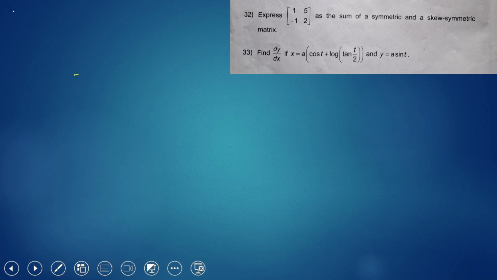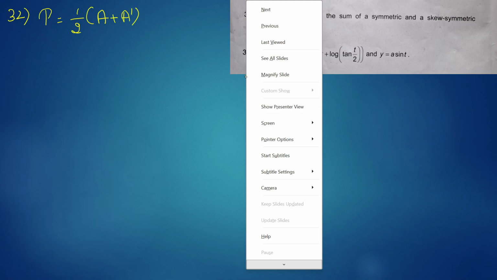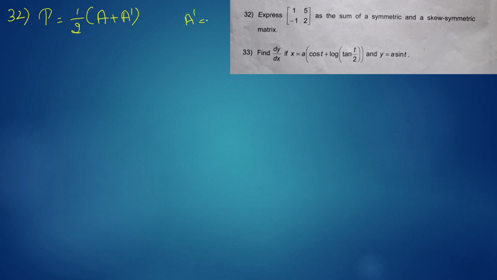So we have to express the given matrix as sum of symmetric and skew symmetric matrix. We know that any matrix can be written as sum of symmetric and skew symmetric matrix as one matrix P will be in the form half into A plus A transpose, which is a symmetric matrix, and another matrix Q will be in the form half into A minus A transpose, which is a skew symmetric matrix. For that, let us first find A dash or A transpose, which is nothing but interchanging the rows and columns, so we get 1, minus 1, 5.